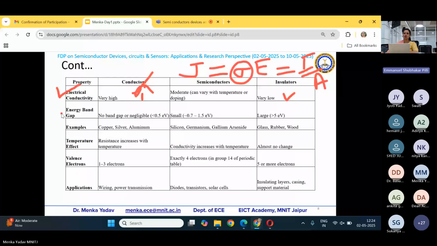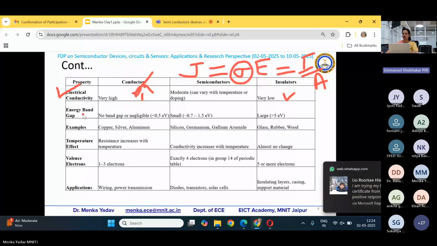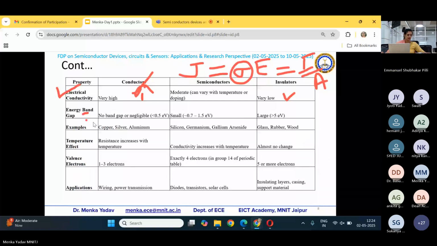Another thing is the energy band gap. Whatever we have discussed, the energy band gap is the band gap which we have discussed already.